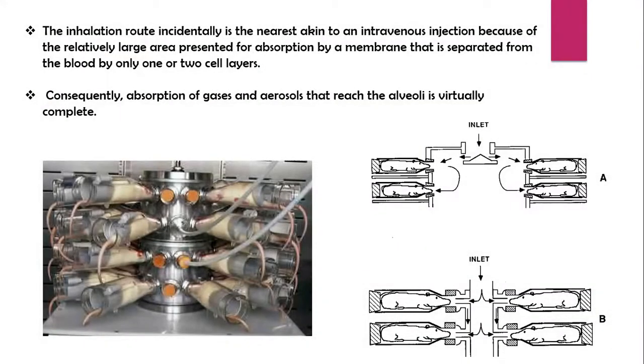The inhalation route, incidentally, is the nearest akin to an intravenous injection because of the relatively large area presented for absorption by a membrane that is separated from the blood by only one or two cell layers. Consequently, absorption of gases and aerosols that reach the alveoli is virtually complete. Now, see in this diagram, here is the inhalation route, the mouse is kept here, and here is the inlet.